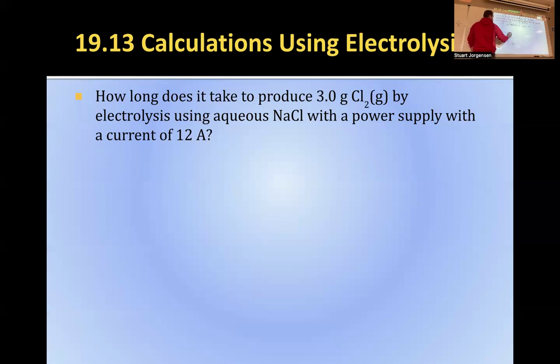Change your grams to moles. Molar mass, 70.9 grams per 1 mole of chlorine. It's straight up strike, which is nice. It's a fun kind of bookend. And then we know per mole of chlorine that we make, we need how many moles of electrons? There's our n. Per mole of chlorine gas that we make, we need 2 moles worth of electrons.